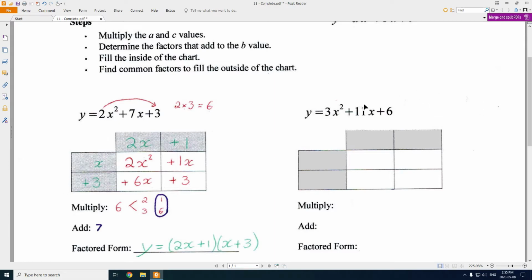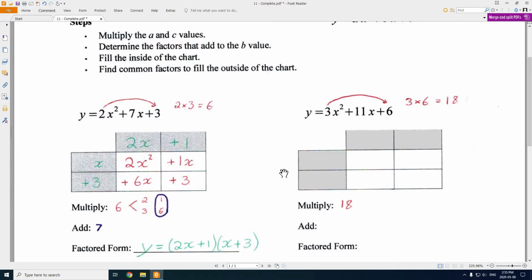All right, here we go. So first step, multiply your a and c values. 3 times 6, so 3 times 6 is 18. That tells you what numbers you're going to be multiplying to.